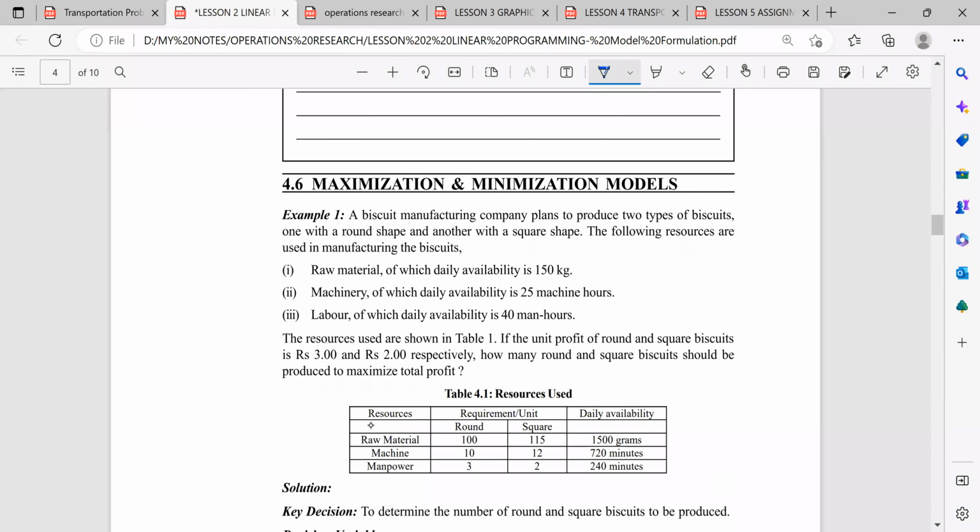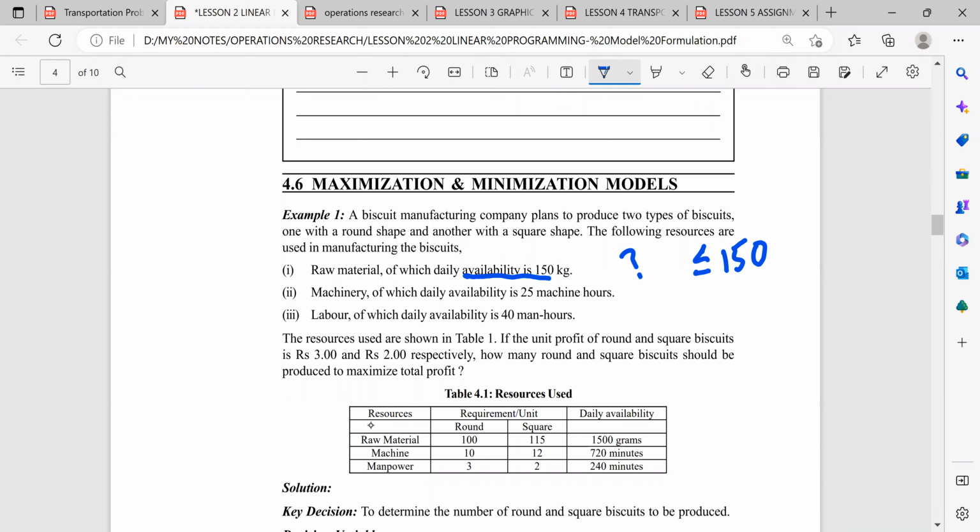The following resources are used in the manufacture of the biscuits. We have raw material, of which daily availability is 150 kgs. So you see, this is the daily availability. That means you can't have more than 150 kgs in a given day of raw material. So you must work within less or equal to 150. So here now there's an equation.